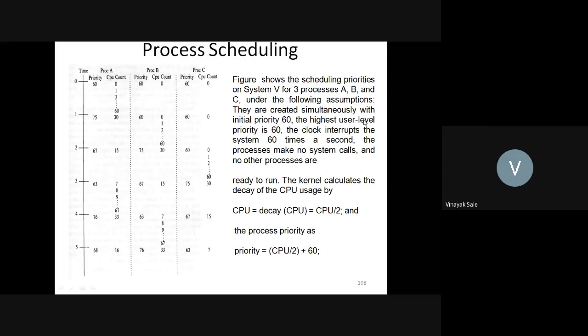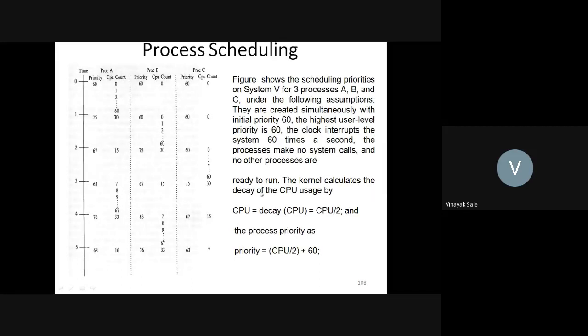They are created simultaneously with initial priority 60. The highest user level priority is 60. The clock interrupts the system 60 times a second. The processes make no system calls and no other processes are ready to run.